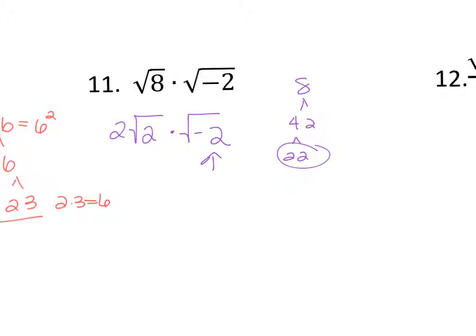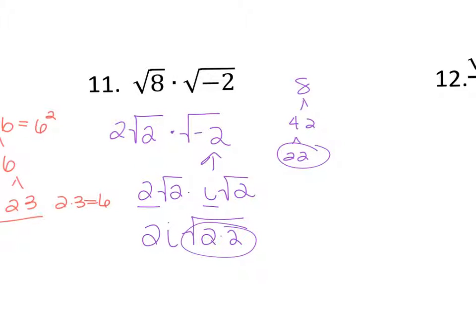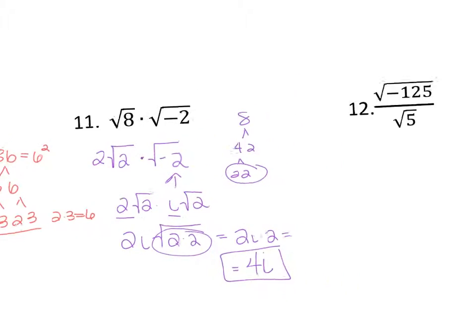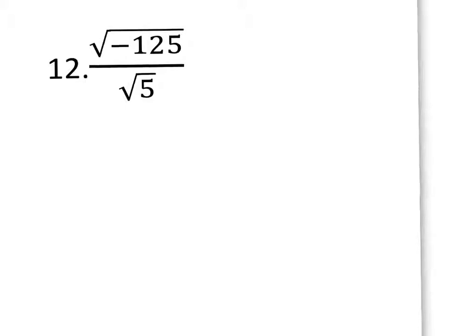I can reduce this guy, so I have 2 square root 2 times, well that's going to be an i square root 2. And now let's multiply what's on the outside of my house and what's on the inside. So on the outside I'm going to have 2 times i, and on the inside I'm going to have 2 times 2. Well, these 2's can come out. So then we're going to have 2i times 2, which can be reduced to 4i. That's your answer.